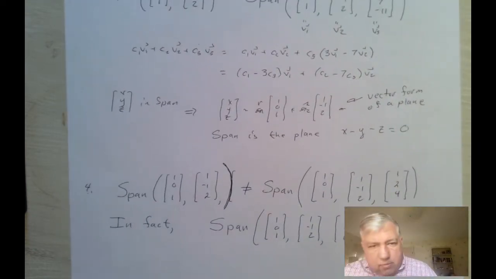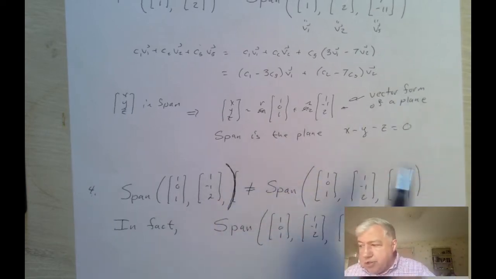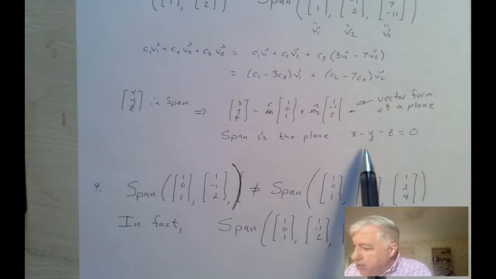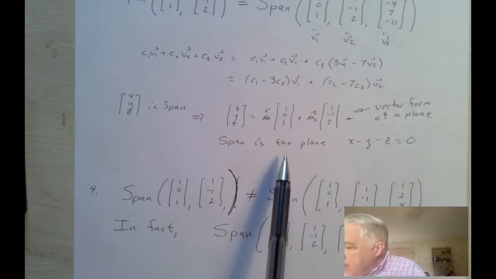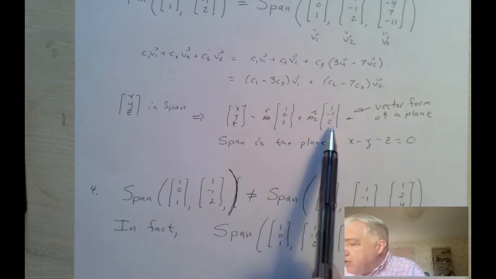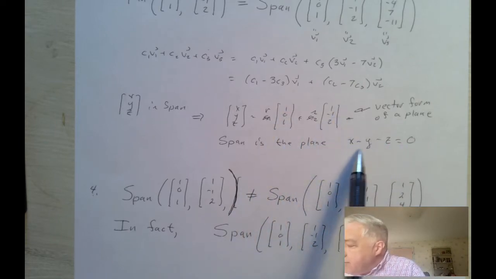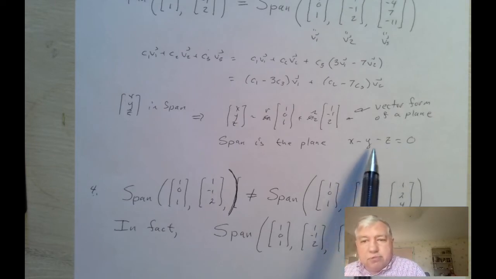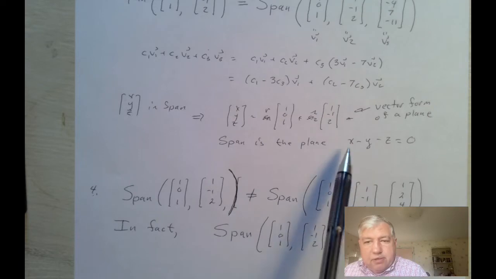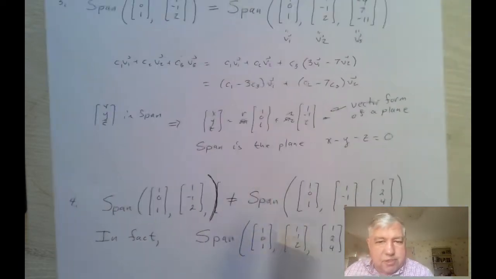Okay. And in fact, this is not just a plane; it's a plane through the origin. So there's no constant vector here. You can check that. In fact, you plug 1, 0, 1 in here, you get 0. You plug 1, negative 1, 2 in here, you get 0. So these two vectors are orthogonal to the normal vector of this plane. So the span is the plane.